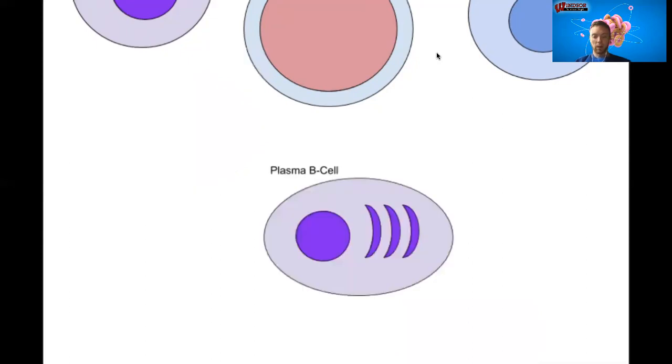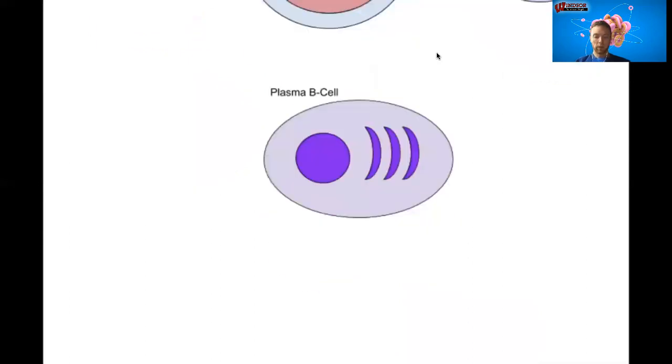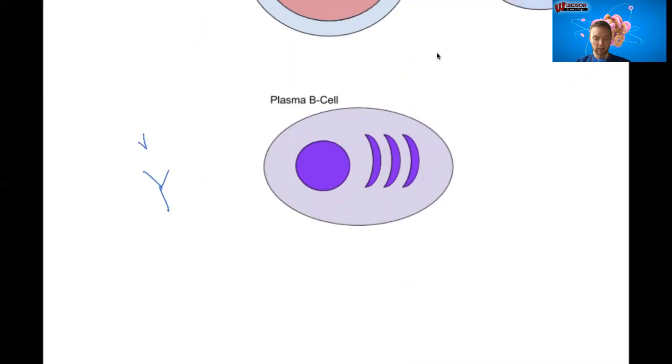So our plasma B cell, their sole purpose is to make a ton of antibodies. So again, this is an antibody that we're saying is designed for the flu. And he's just going to make a ton of antibodies. Just literally thousands and thousands and thousands of antibodies. That is the only job of a plasma B cell. And we know from when we talked about the blood that the sole purpose of an antibody is to attach to an antigen.